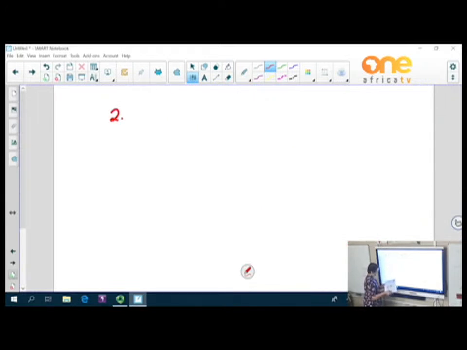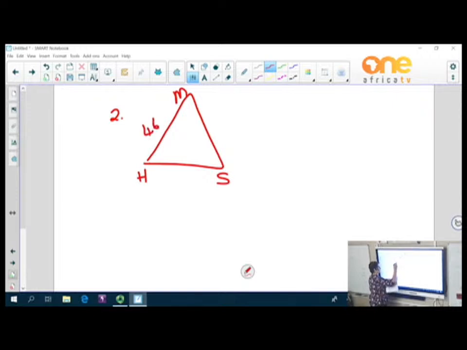Christo is making a map of his local area. He knows that the monument... so let's have a triangle. There's the monument, his house, and the sports center. So the monument is 460 from his house, and the sports center is 406 from the monument, and angle HSM is 70 degrees. This is my information, and I have to find H. This is what we want to calculate here.